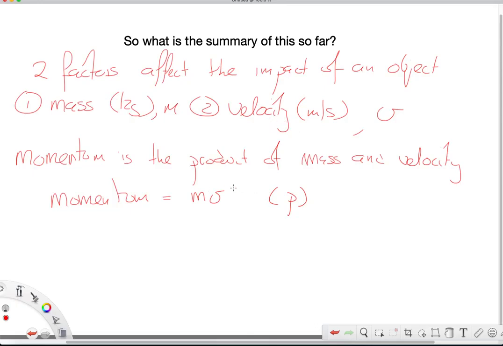So if it's not moving, it's got no momentum. The larger the mass is, the more momentum it'll have for a given velocity. The larger the velocity is, the more momentum it'll have for a given mass. So it's not a very satisfactory definition. Momentum is the product of mass and velocity, but you can see how it captures these two things that affect the impact that an object will have, or indeed how difficult it is to change its motion.